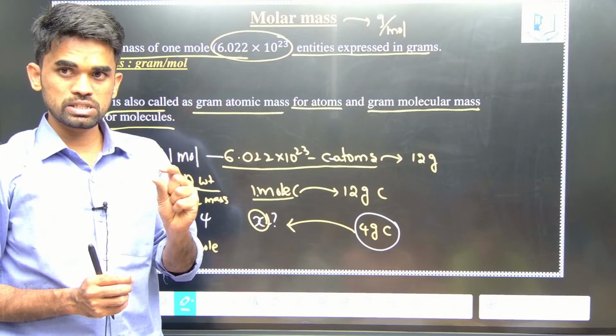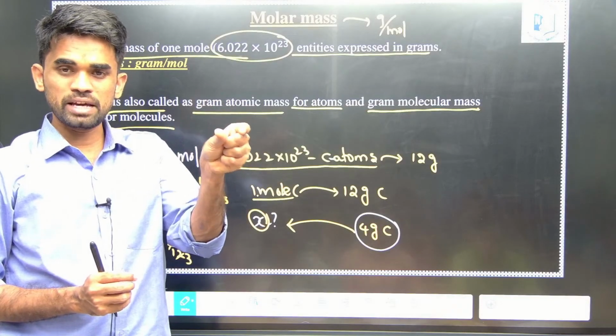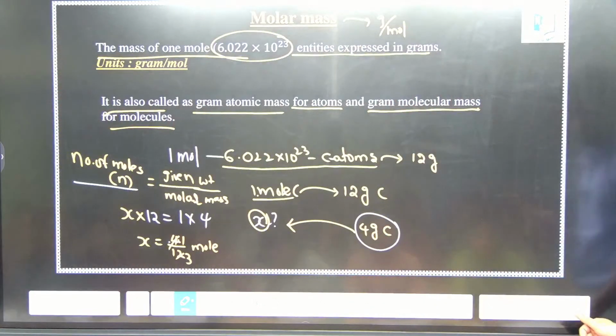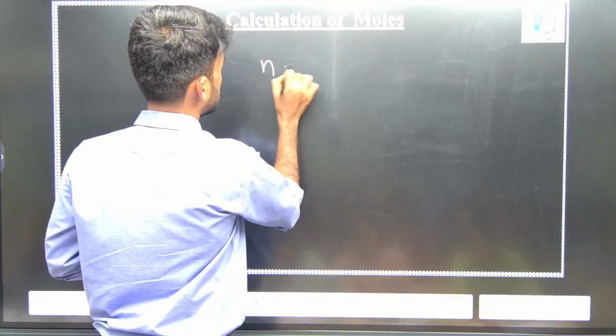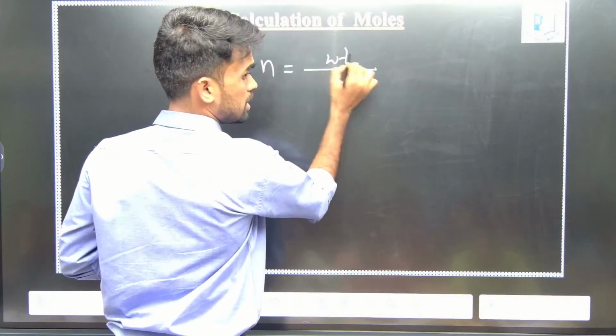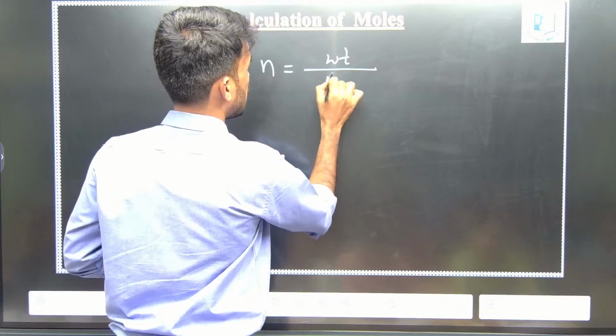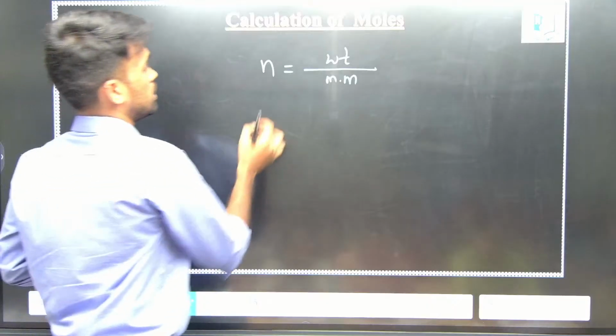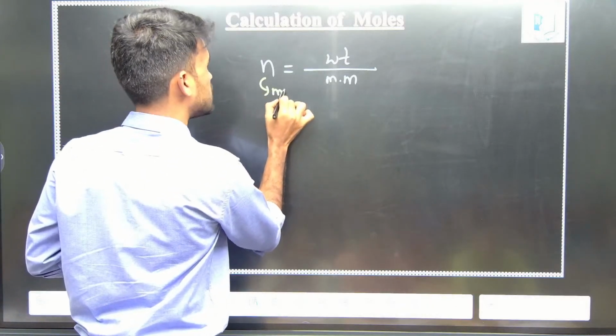Number of moles equals given weight divided by molar mass. That's it. Up to here it is clear now? So what is the first formula I have given? Number of moles is equal to the weight of that substance divided by the molar mass of that substance. Up to here it is clear. For mole, the unit will be considered as mole only.